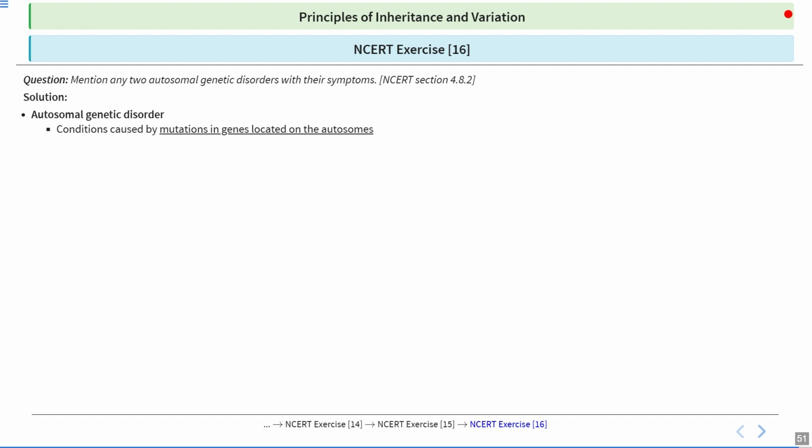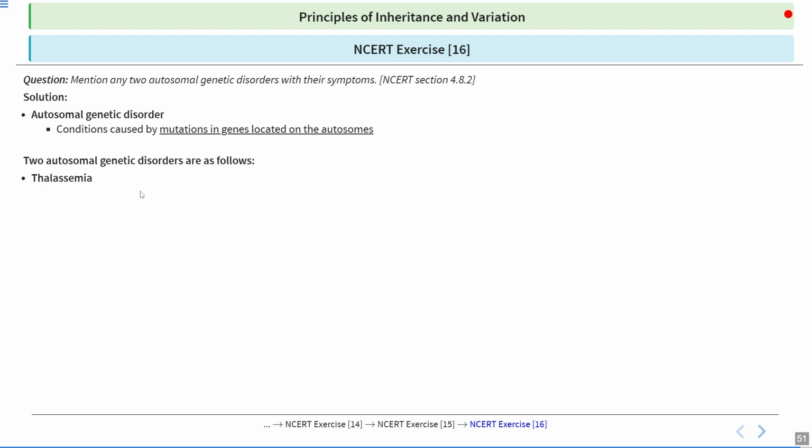So conditions caused by mutation in genes located on the autosomes are known as autosomal genetic disorders. Clear? These genetic disorders are also known as Mendelian disorders. Genetic disorders are of two types, Mendelian disorders and chromosomal disorders. Mendelian disorders are caused due to mutation in a single gene. Now, two autosomal genetic disorders are as follows.